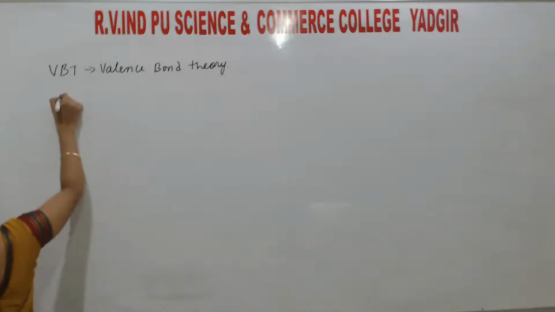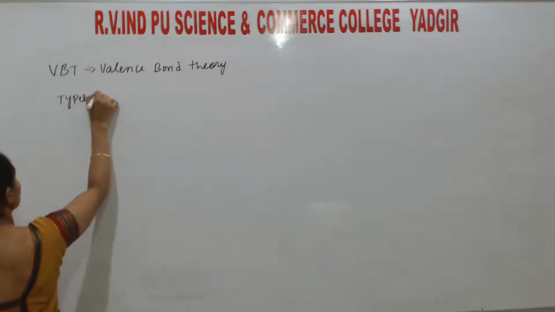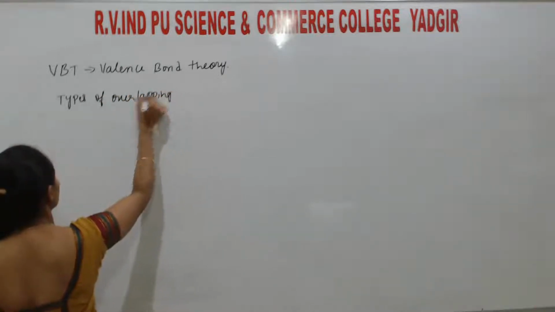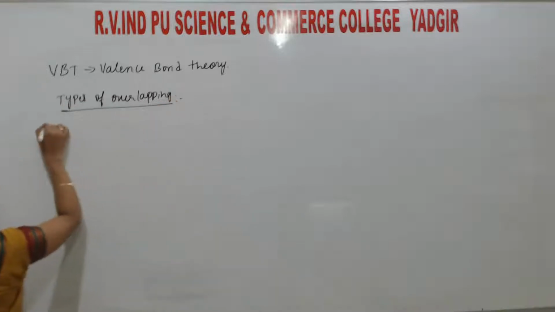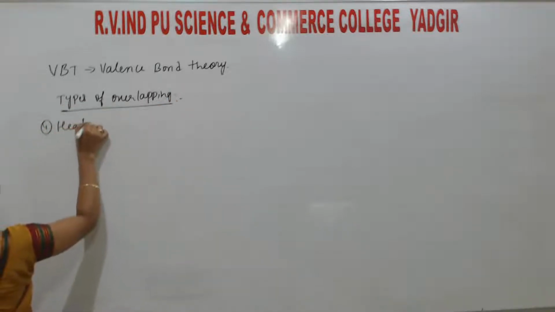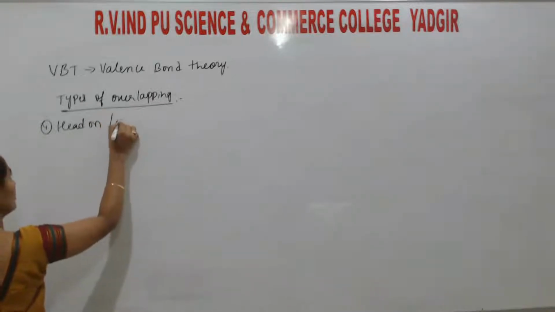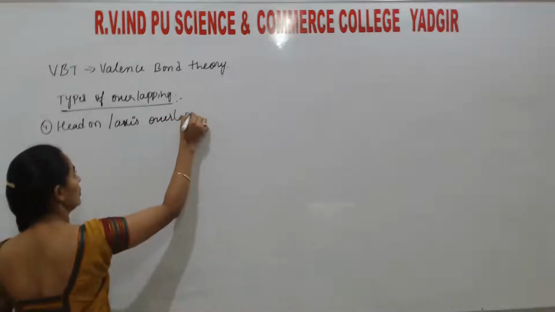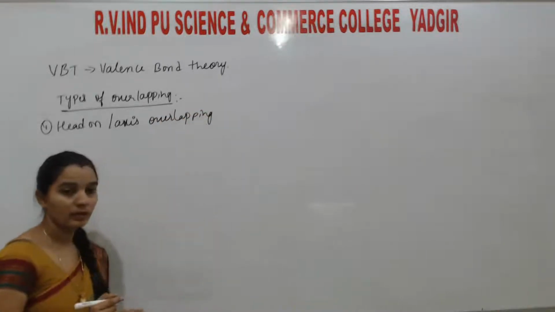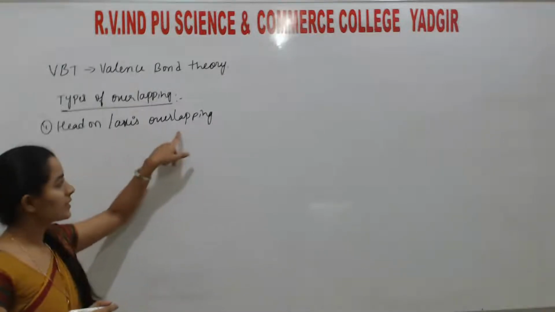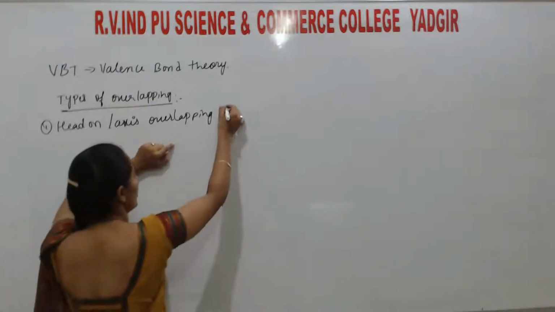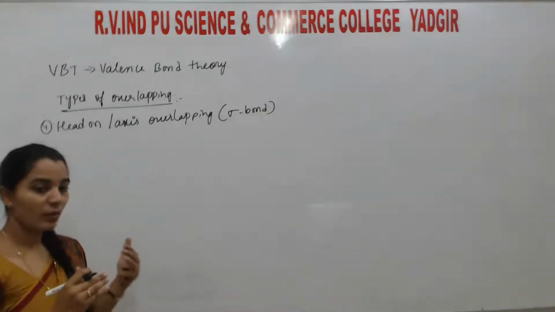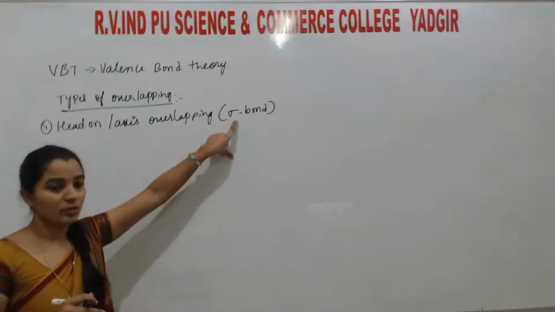Now it is the types of overlapping. So students, there are two types. One is head-on or axis overlapping. Head-on or axis overlapping is called sigma bond formation. If axis overlapping takes place, that bond is said to be a sigma bond.